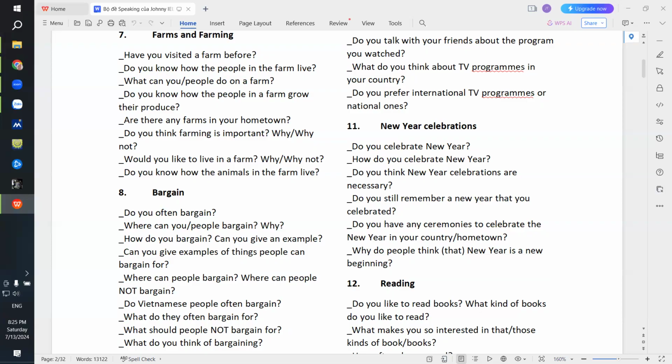So, how about the Christian calendar, not the lunar? We use the Christian calendar these days. So how about New Year that everyone in the world celebrates on January the 1st of every year? People often celebrate as well. So what do you think about that, Miss Trang?